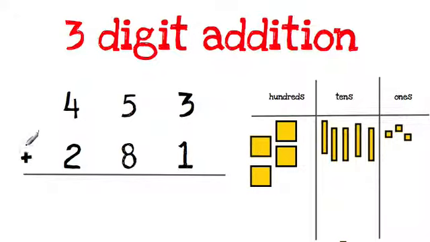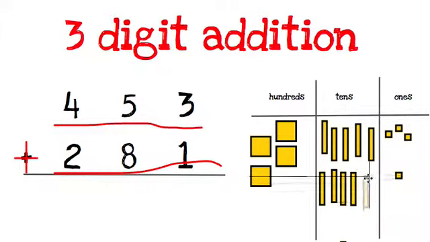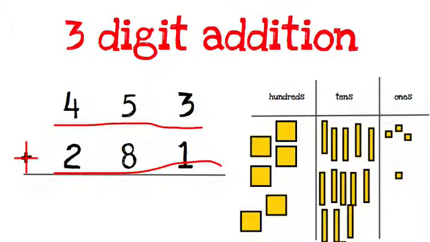Now I have 2 lines, which means I have to draw 2 pictures. So I draw the top one and the bottom one. So now I have 1, 1, 8 tens, and 2 hundreds. Okay, I start counting in the ones. 1, 2, 3, 4. I do not have enough to regroup, so I just bring it on down right here.